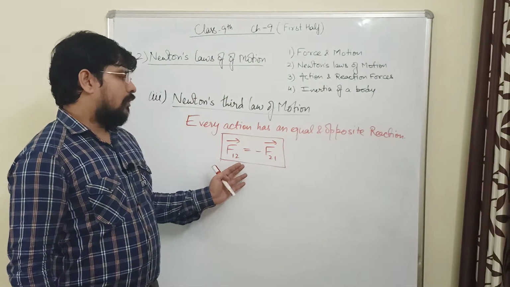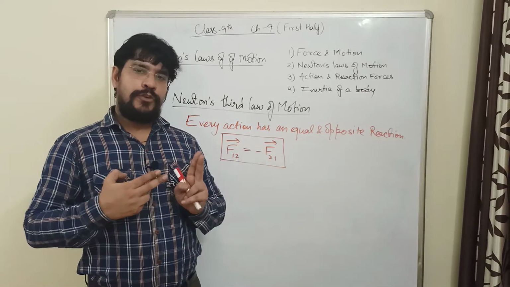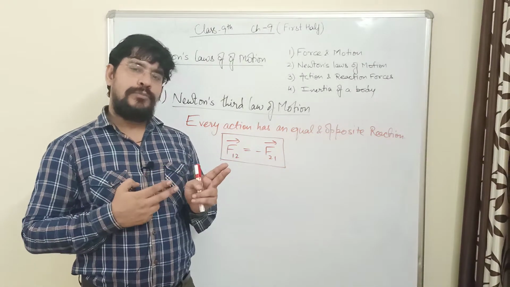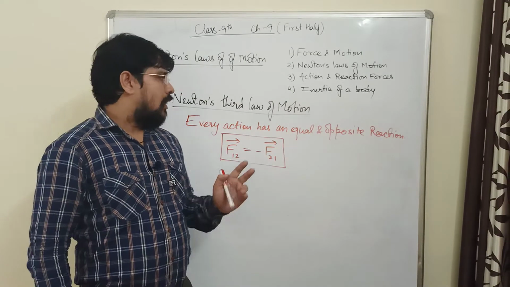Newton's third law of motion also finds its significance when you are shooting a bullet from a gun. When you shoot the bullet, the gun moves backward and your body receives a jerk.